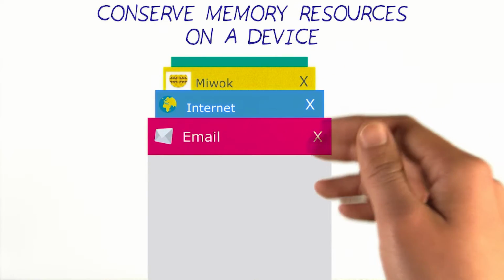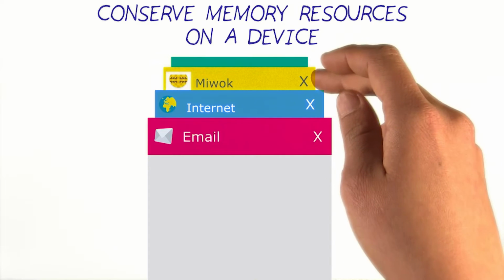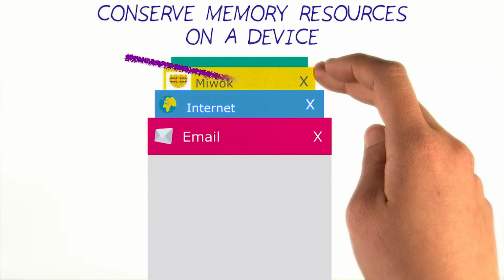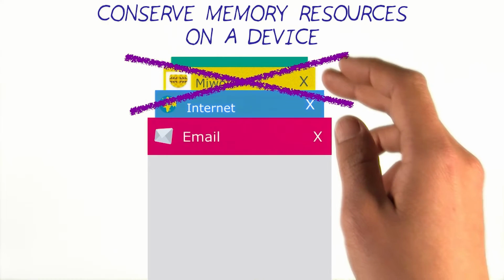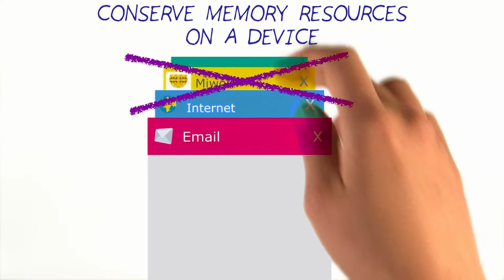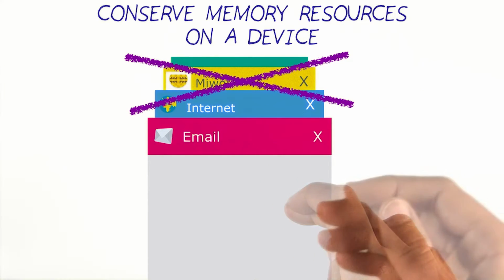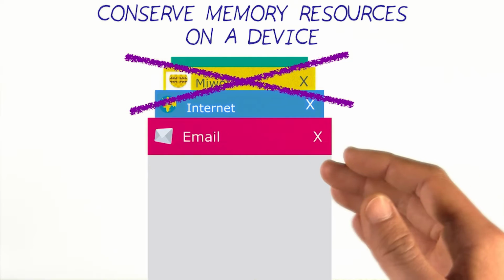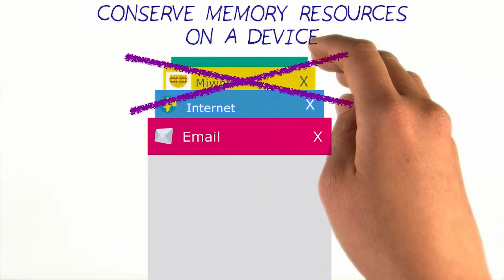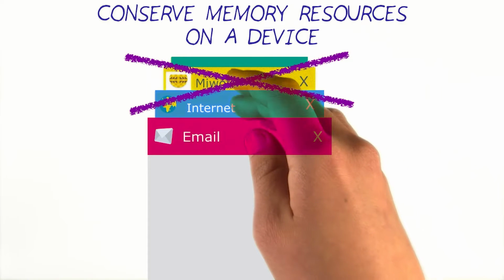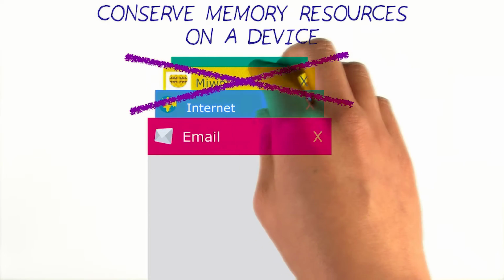So if the user switches over to several other apps and never comes back to our Miwok app, then eventually Android will destroy our activity so that it can use those resources to run the more recent apps that the user is interacting with. So as a developer, we have to be ready for the user to leave our activity at any time, or for the system to destroy our activity because it needs those resources for something else.